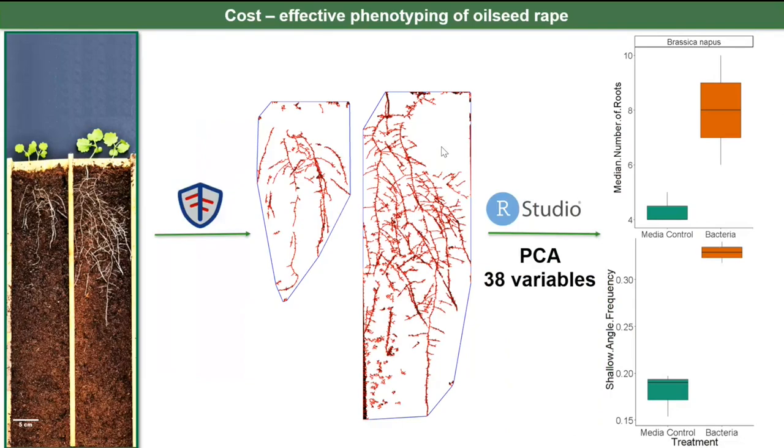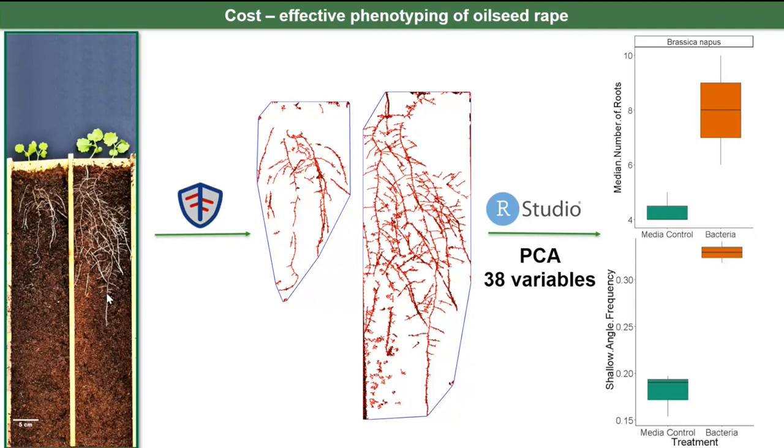On the left, I have oilseed rape plants. On the left part of the picture are the untreated plants. On the right part of the picture, I have the plants with the bacteria present. We can see clearly there is a big difference. Bacteria is improving root development and also shoot development.